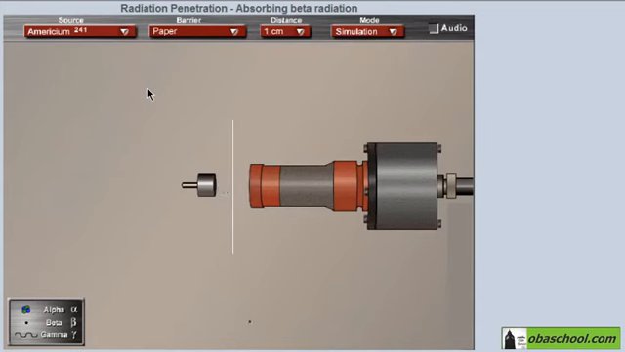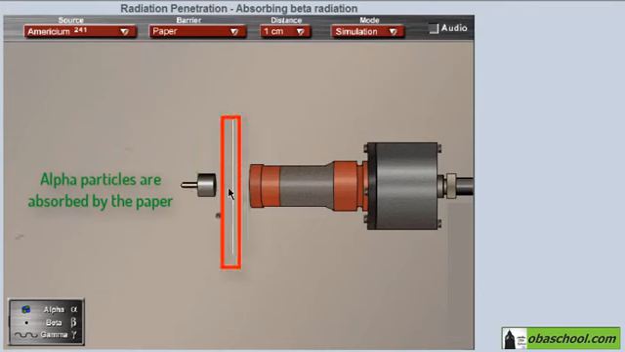For an alpha radiation, we choose the americium-241 source. We notice that these alpha particles are absorbed by the paper and they cannot reach the detector. So, the paper totally absorbs the alpha particles.